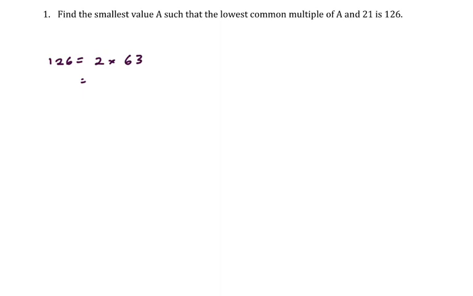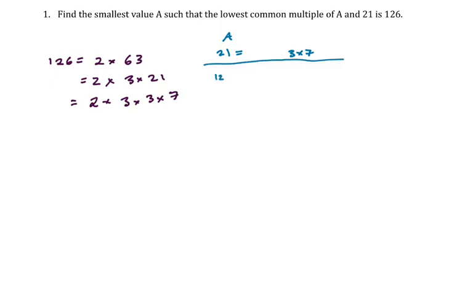Let's do 126. We could break this down into 2 times 63, which is 2 times 3 times 21. 21 can be broken down into 3 times 7. That's its prime factorization, 2 times 3 times 3 times 7. Okay, let's write down A and 21, one above the other. We need 21's prime factorization, which is 3 times 7. And underneath, we'll write 126. Okay, so we've lined up the final 3 and the 7.